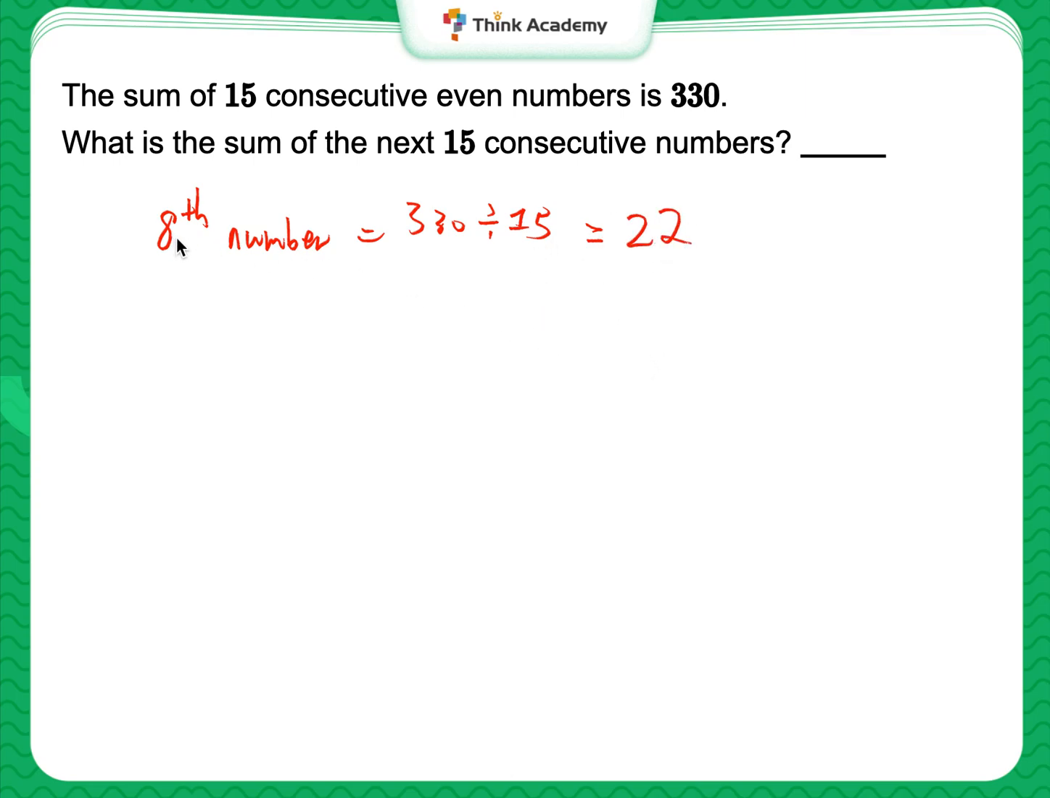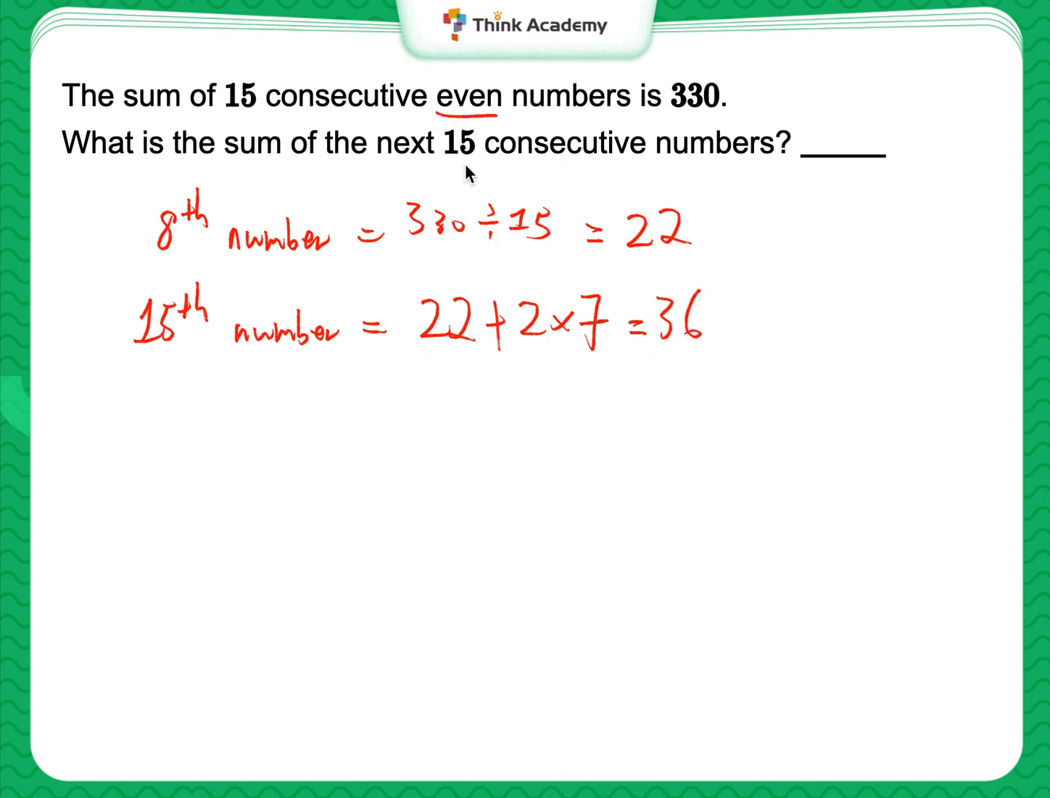So after knowing the 8th number, are you able to find the 15th number? Of course. We can see that it's a chain of consecutive even numbers, which means that each two of them has a difference of 2. So there are 7 common differences between the 8th number and the 15th number. So the 15th number is going to be 22, adding 2 times 7, because that's 7 more common differences, and each common difference is 2. So that would be 36.